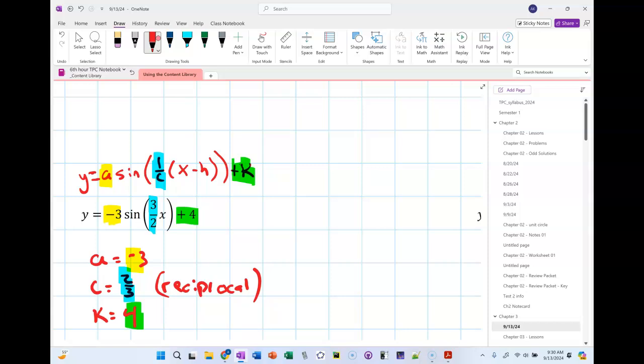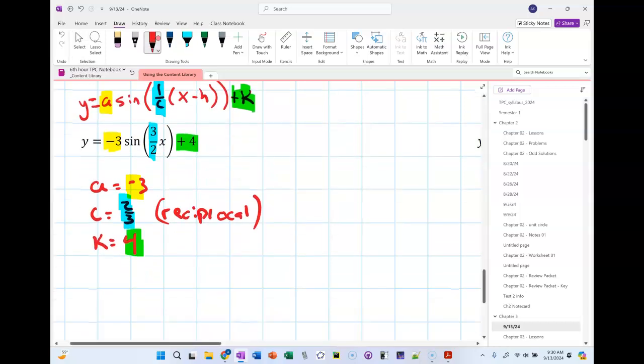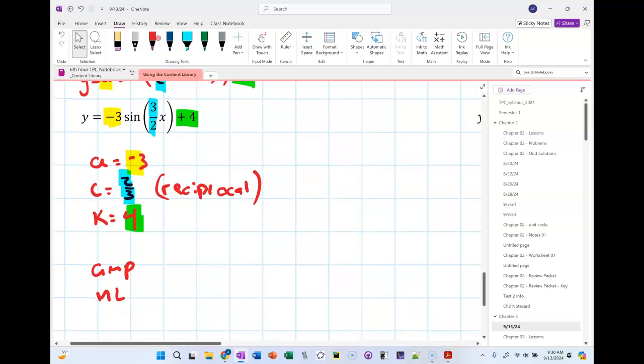Great. Now that I have my values for A, C, and K, I can write down the amplitude and the midline and the period by using the formulas that I gave you up above. So the amplitude, the formula was the absolute value of A. Well, A was -3, and the absolute value of -3 is just 3. So there's my amplitude.